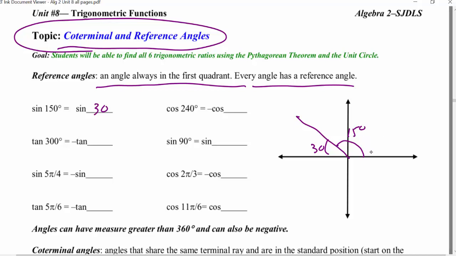So 240. What's the reference angle? Well, 240 degrees is all the way here. That's 60 degrees. So this is the opposite of the cosine of 60.